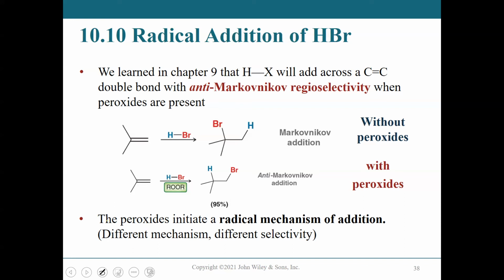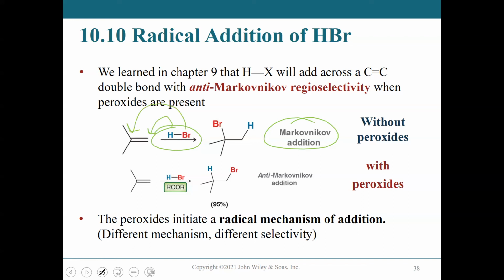So a few more slides. Then there's the radical addition of HBr. This one is the anti-Markovnikov regioselective reaction of alkenes. Here in this slide, you can see that the regular HBr can be added Markovnikov. Markovnikov, we know, means that the hydrogen goes to the least substituted carbon and the Br goes to the most substituted. That's what Markovnikov says.